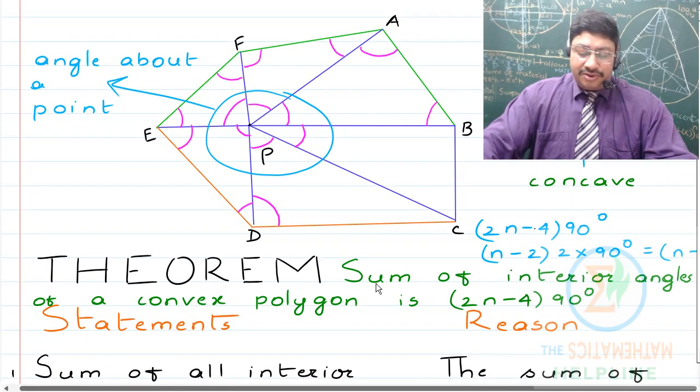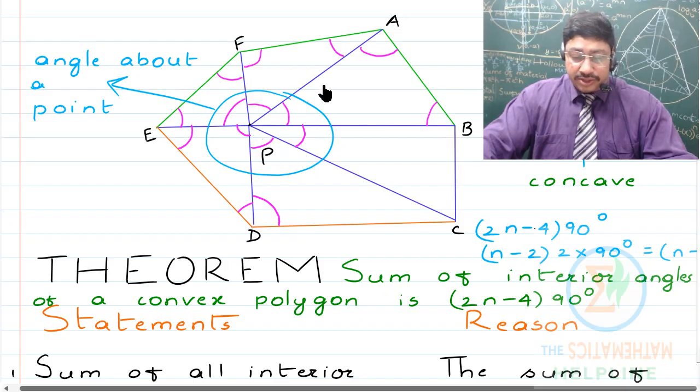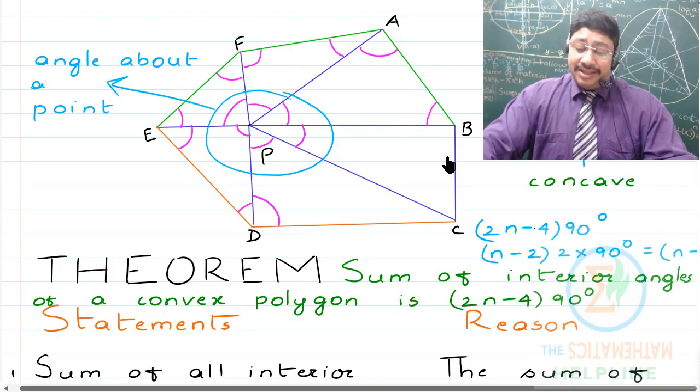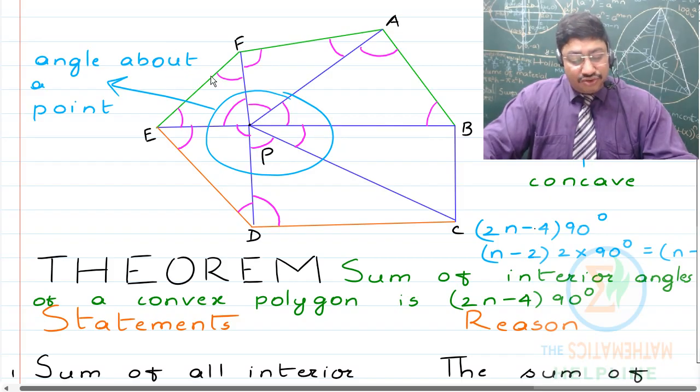Okay, so the theorem says the sum of the interior angles of a convex polygon is (2n minus 4) times 90 degrees. Now, in order to prove it, we've taken a point P which is within the convex polygon, and then we've joined this point to each of these vertices, right? Now that you've joined it to each of these vertices, you have n triangles, as many triangles as there are sides of the convex polygon, because each of these sides has been used to make a single triangle, right?